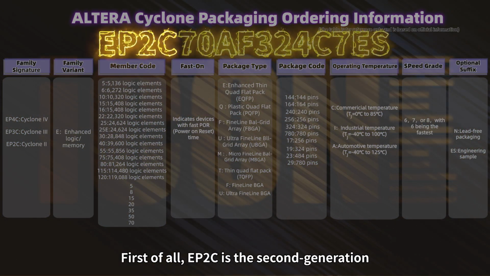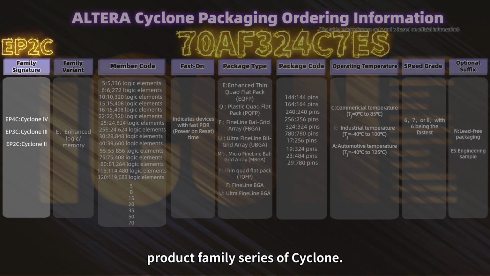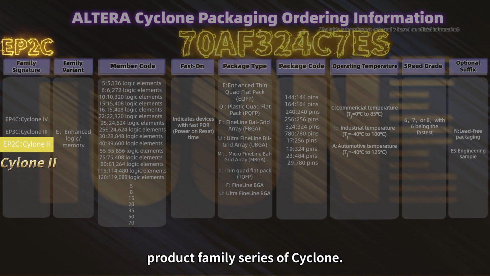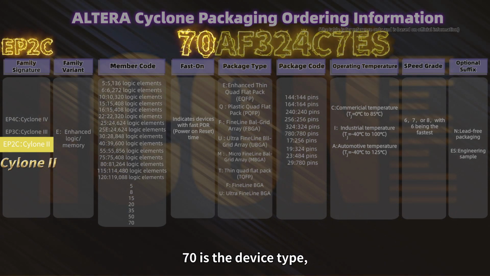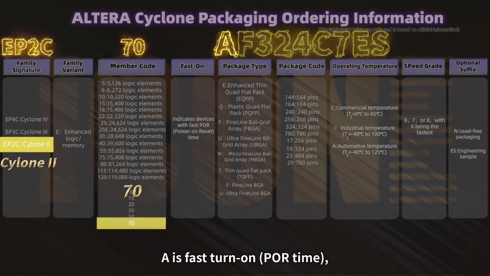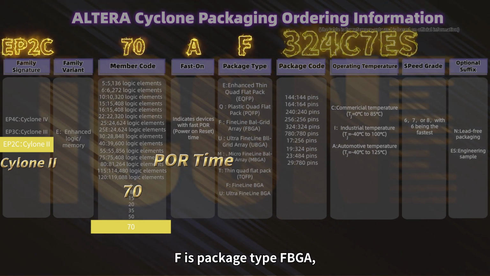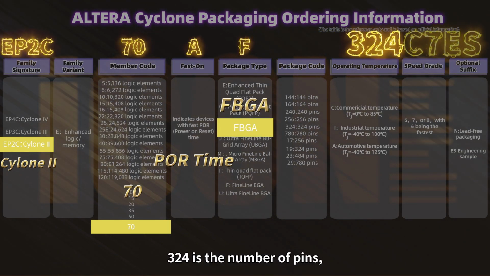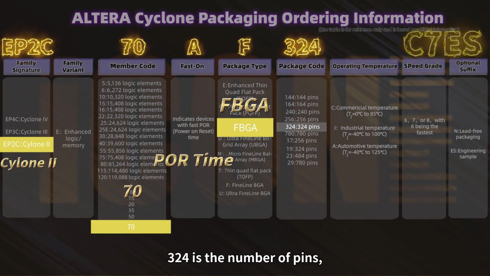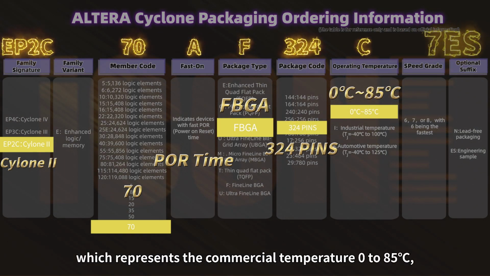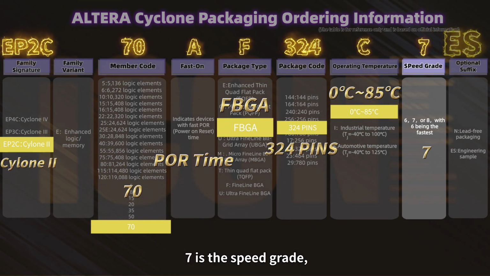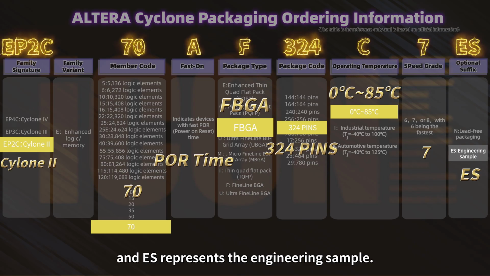First of all, EP2C is the second generation product family series of Cyclone. This model has no series features here. 17 is the device type. A is quick turn-on. F is the packaging type FPGA. 324 is the number of pins. C is the operating temperature, which represents the commercial temperature 0 to 85 degrees. 7 is the speed grade, and ES represents the engineering sample.